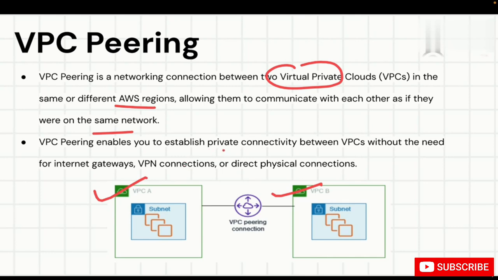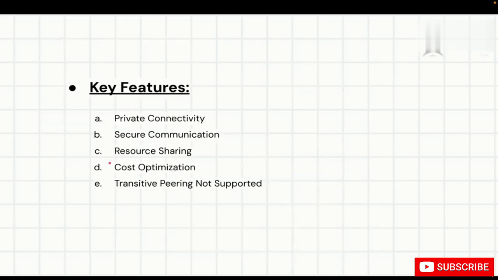It is used to establish private connectivity between VPCs without the need of an internet gateway, VPN connections, or any direct physical connection. So it's like a particular dedicated connection they are utilizing of AWS to make the connection between them securely. Its key features are private connectivity, because we are connecting two or more VPCs directly.